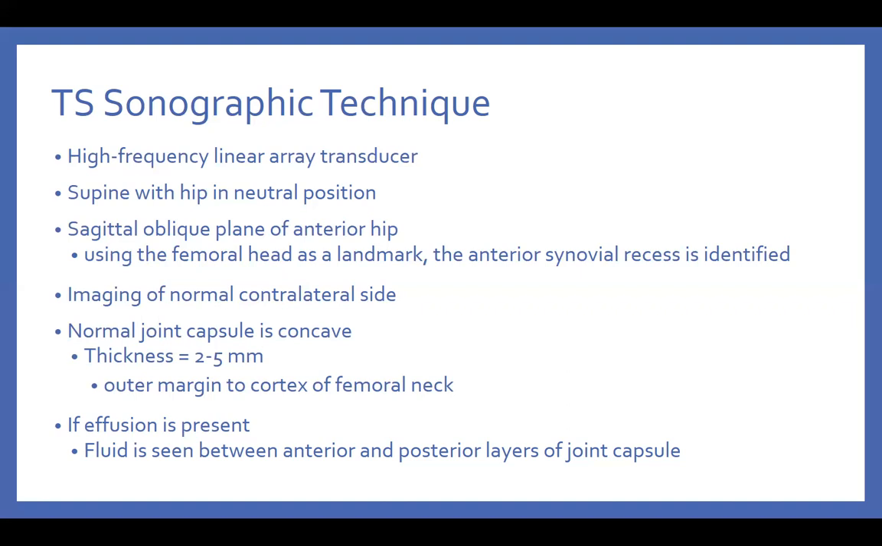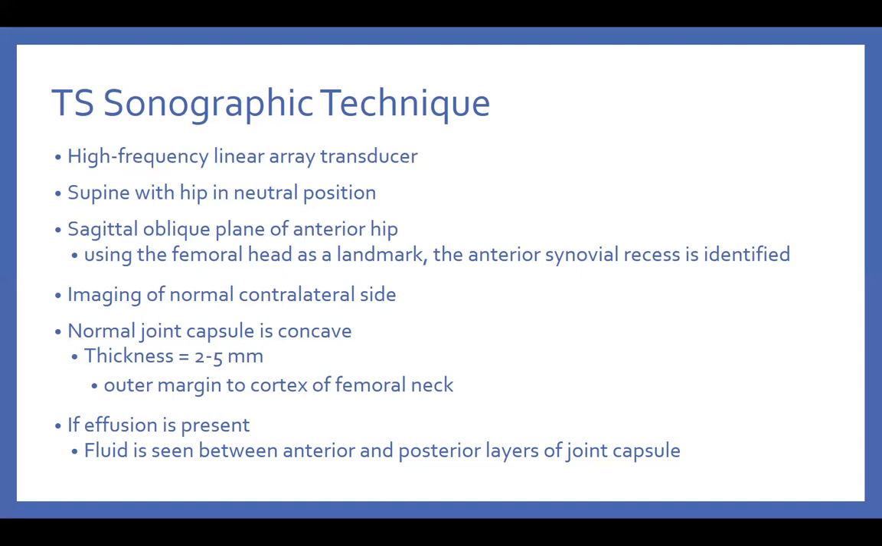Very often when you look at the hips and are able to identify the joint, the normal joint capsule tends to be concave, which I'll show you as well. And the thickness of it is less than 5 millimeters. Usually it ranges between 2 and 5 millimeters. It should not be more than 5 millimeters. And this is highly important.